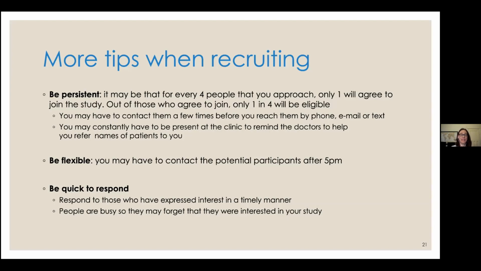Be persistent. So in this age of COVID and remote recruitment, you may have to call them a few times before you reach them. You might be playing phone tag a little bit, and it's possible that depending on your study, you could approach 4 or 5 people before one of them agrees to participate. And out of those ones that agree to participate, only a few of them might be actually eligible to make it through to the end. So you have to be persistent in your communications.